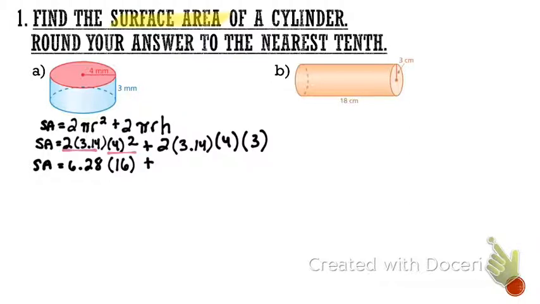Plus, let's focus on this part right here. What is 2 times 3.14? We just did that. 6.28, multiplied by, over here, you can see we've got 4 times 3, which is 12.